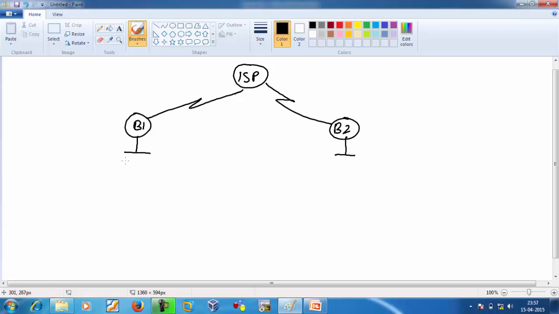The network is 192.168.101.0, and the other is 192.168.102.0. Its public IP addresses are 101.1.1.100, 101.1.1.1, 102.1.1.1, and 102.1.1.100. Okay, now this LAN wants to communicate with this one.